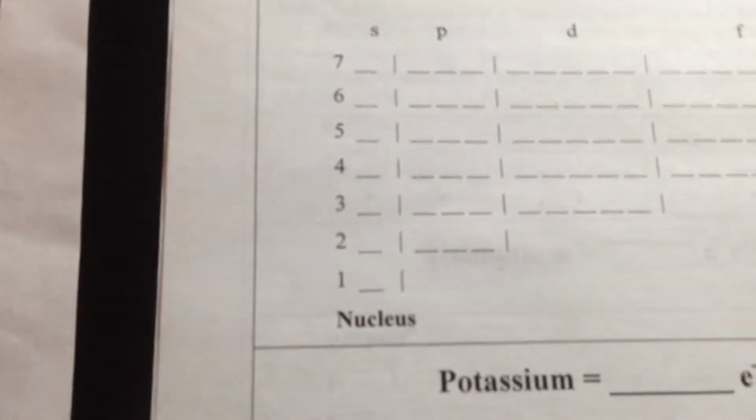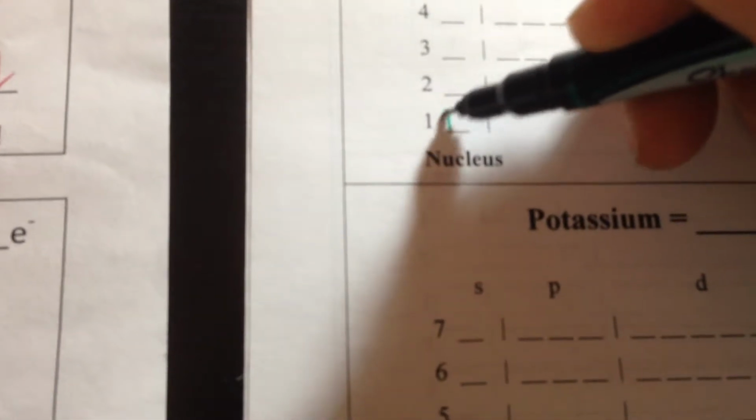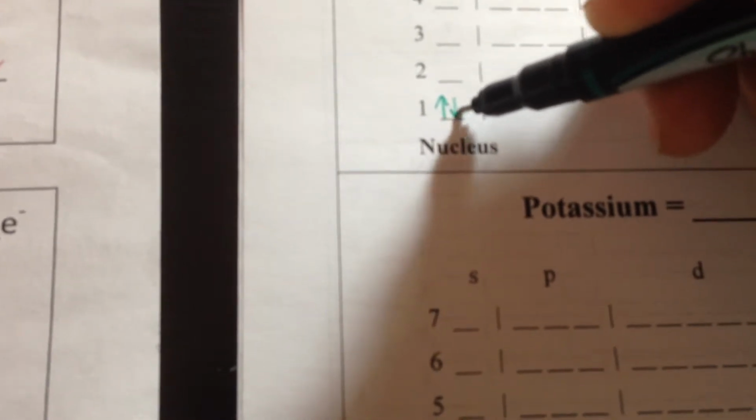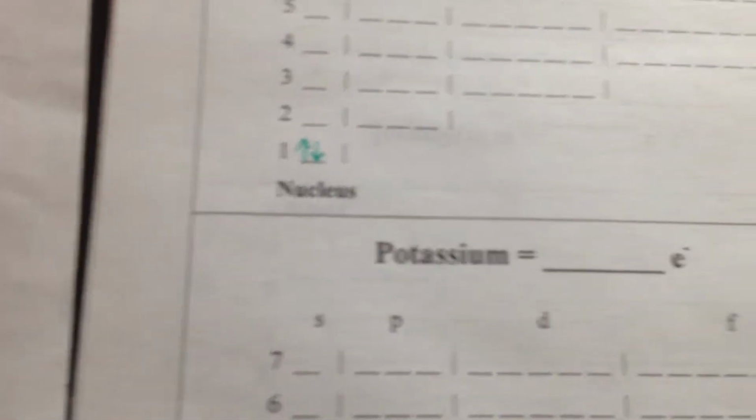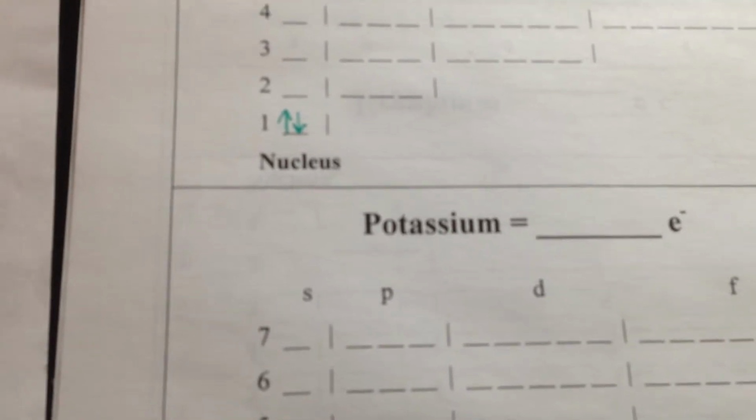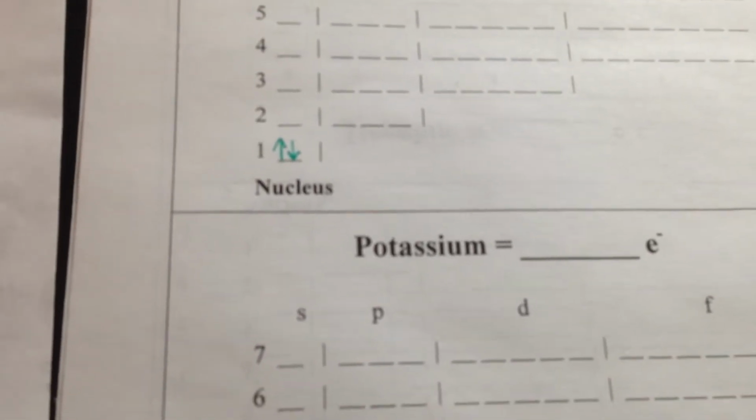So if I come back over here, I'm going to place those electrons on this 1s orbital, one going up and then one going down. So that's 2 of the 4 electrons that I need to put in this orbital diagram.